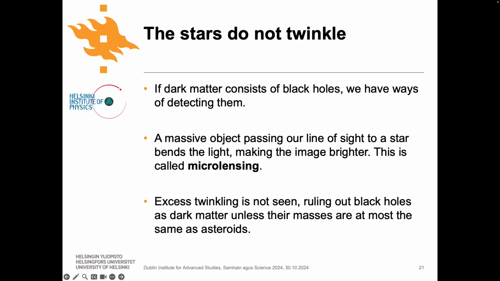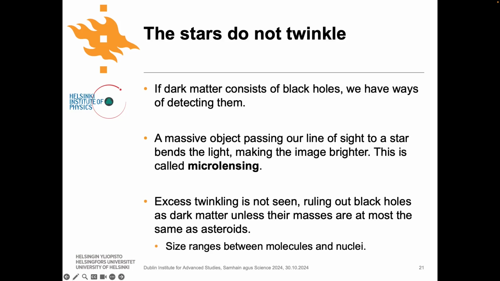So this means that if dark matter consists of black holes, they have to be so small that they don't markedly affect the light from stars. They wouldn't cause any of this twinkling, which means their mass cannot be at the mass of the asteroids in the solar system, which by the way means that the physical size is tiny.